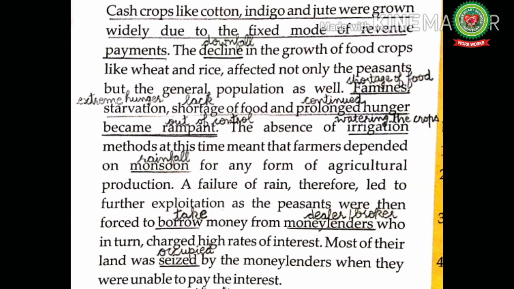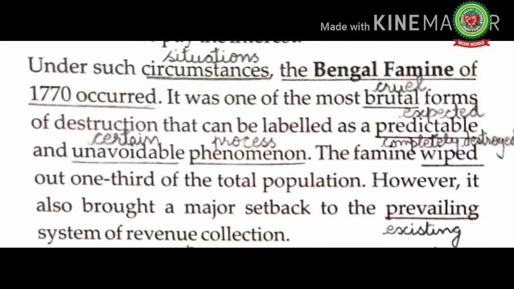All the crops were totally destroyed because there was neither rainfall nor any irrigation facilities. So the farmers were forced to take money from the dealers, but the dealers in return took advantage of the farmers and started charging high rates of interest. The condition of the farmers worsened as they were not able to pay the dues that were being demanded from them, so the dealers started occupying the lands of the farmers. Under such circumstances, the Bengal famine of 1770 occurred.